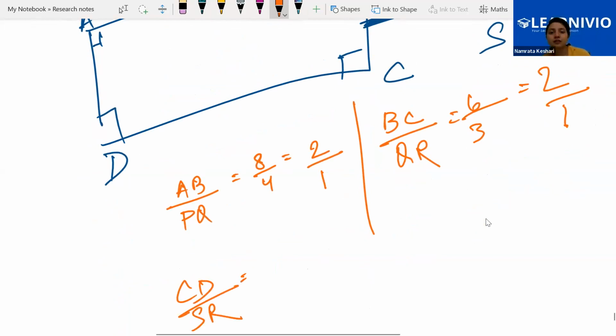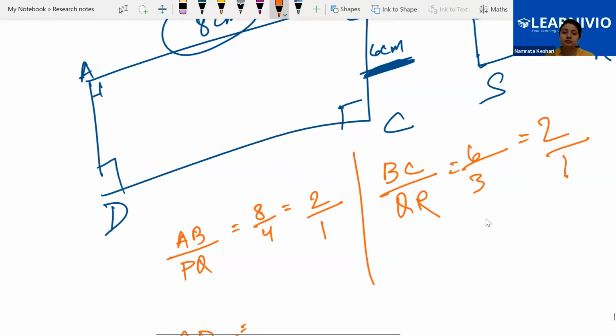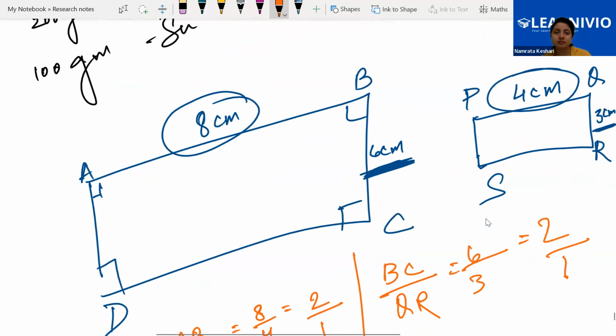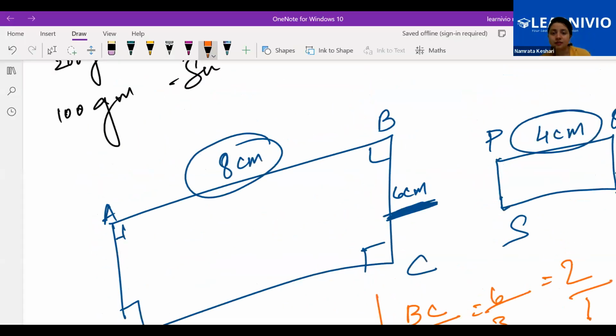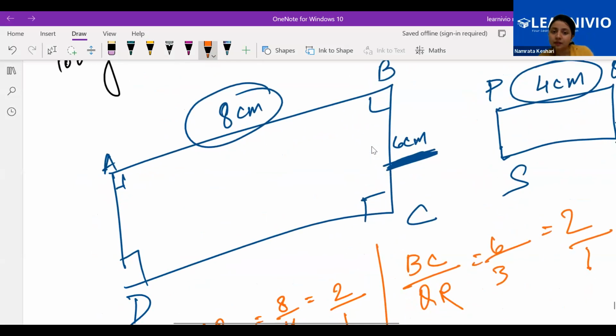Anyone? What is CD? We are talking about a rectangle. So do I need to write CD? If ABCD is a rectangle, what will be the length of CD?